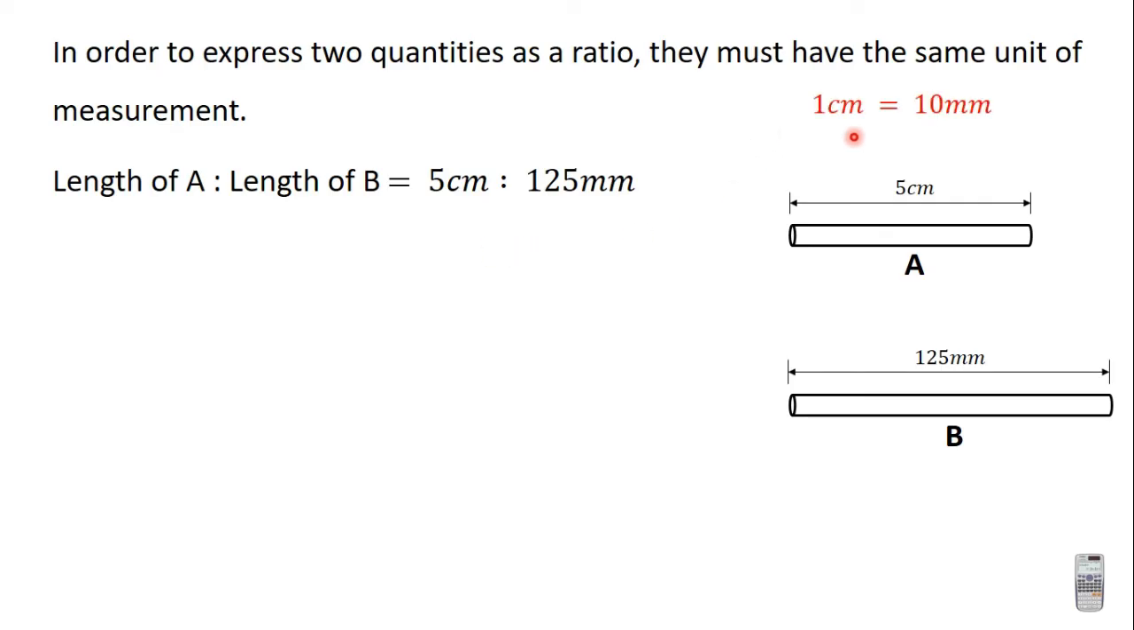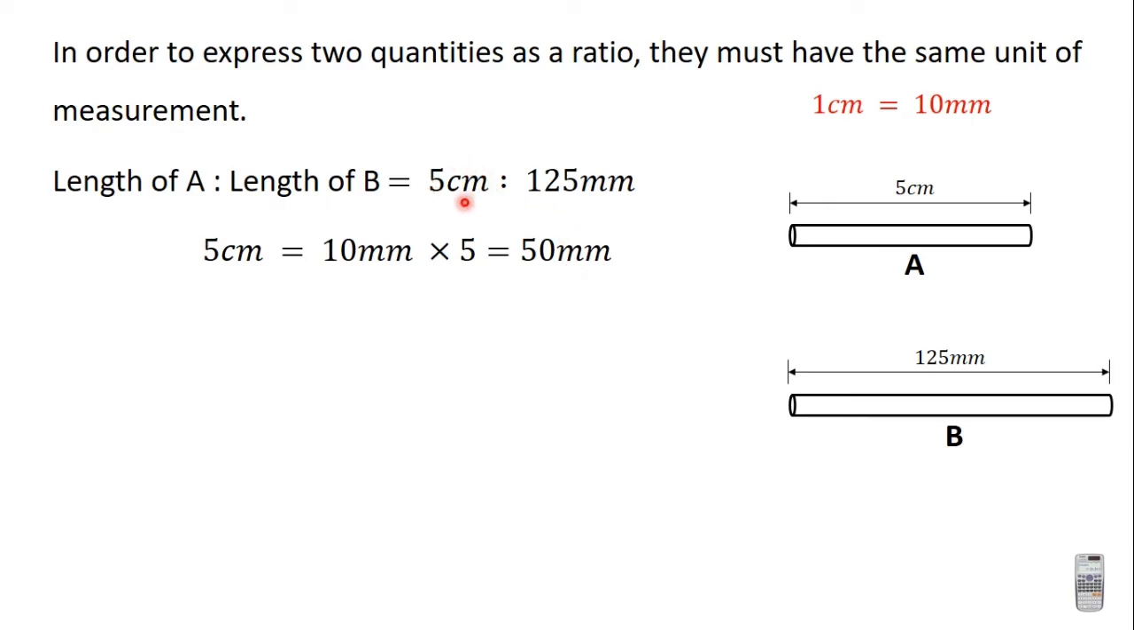In JHS, we learned that 1 centimeter is equal to 10 millimeters. We are going to use this rate to convert one of these units to the other. We know that 1 centimeter is 10 millimeters. So if 1 centimeter is 10 millimeters, then 5 centimeters will be 5 times 10 millimeters, because 1 centimeter will give us 10 millimeters. So 5 centimeters will give us 5 times 10 millimeters, or 10 millimeters times 5. And that will give us 50 millimeters. So 5 centimeters is the same as 50 millimeters.